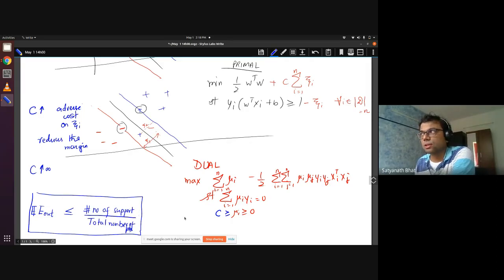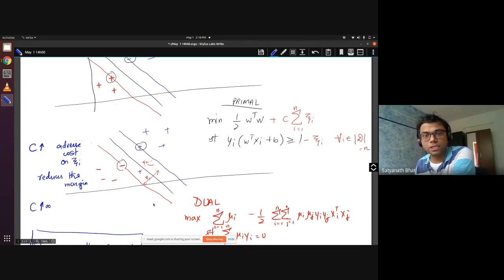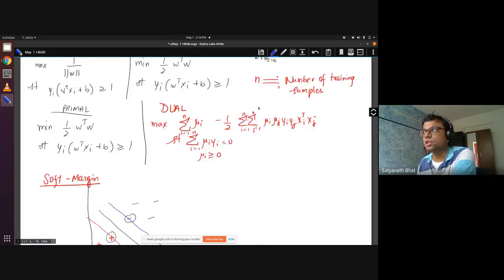You can use support vector machines whenever you have tens of thousands of data points, not more. Up to 10,000 it will work fine because this is a QP. I will also go through why this is a QP once again, but you can see there are these mu i, mu j terms. These are the optimization variables and they are getting multiplied.